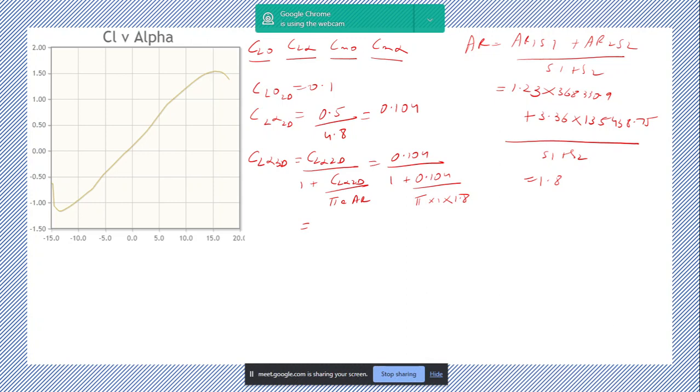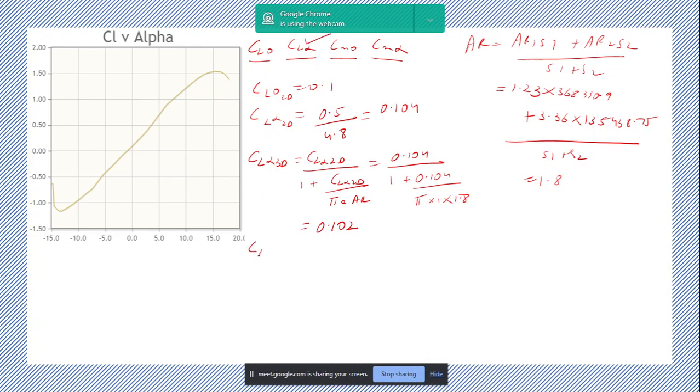What is CL alpha 3D? Will it be that less? No, no. Just calculate it again. It will be somewhere around 0.104 itself. Okay, so it's 0.102. So we found out the first quantity, that is CL alpha.